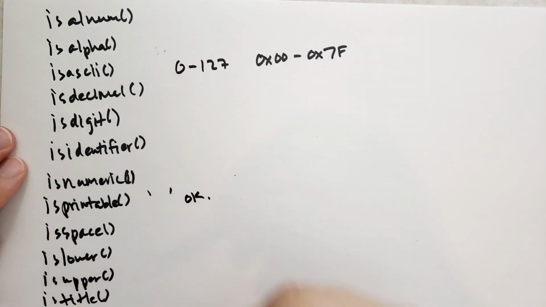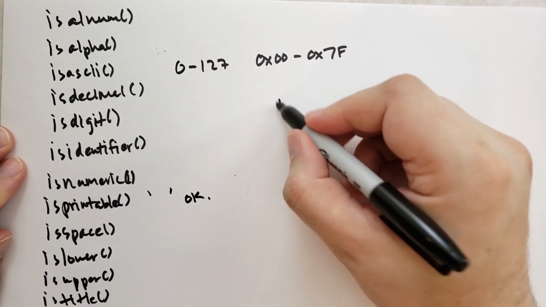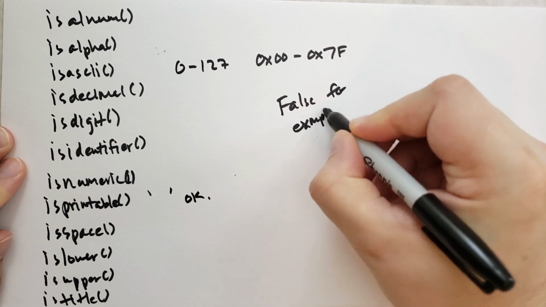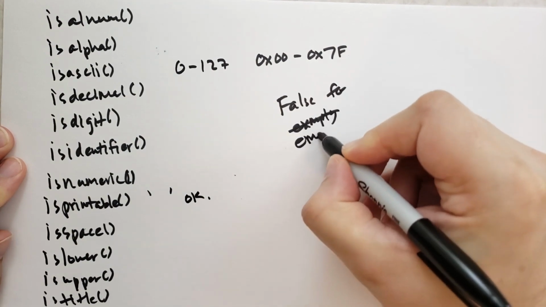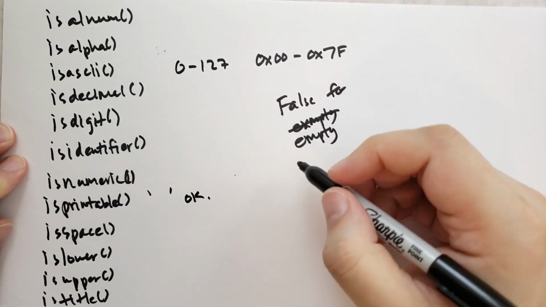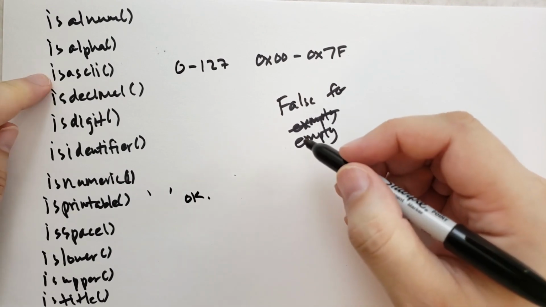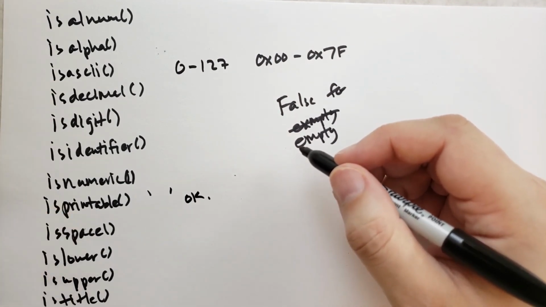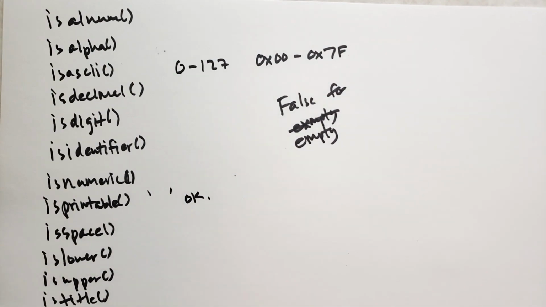Note that most of these return false for empty strings. If I can spell empty, E-M-P-T-Y. Some of them will return true. I think isascii and a couple others will return true. I think isprintable as well. You have to check the documentation to make sure which does what.